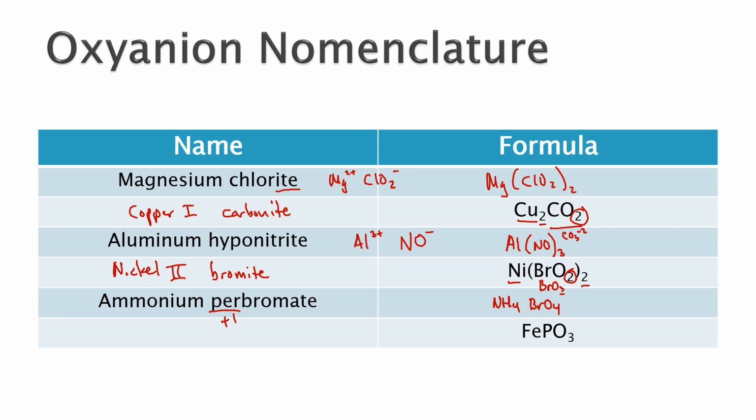The last one here, we've got PO3. You know that phosphate is PO4. So that means that this is going to be phosphite. And then the iron must have the same charge as the phosphate or phosphite. So it's going to be iron 3.